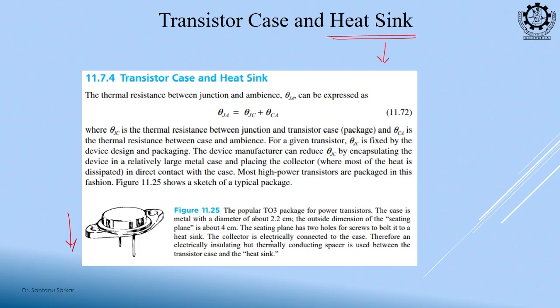The collector is electrically connected to the case. Inside the case there will be the actual BJT, and the collector is connected to this metal case, so that this metal case can dissipate heat quickly.